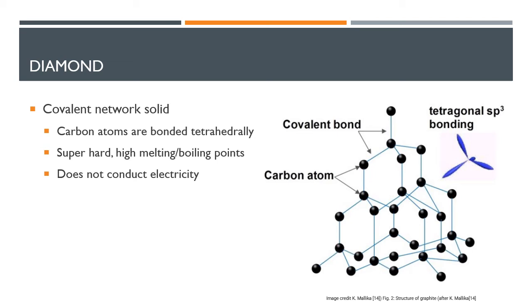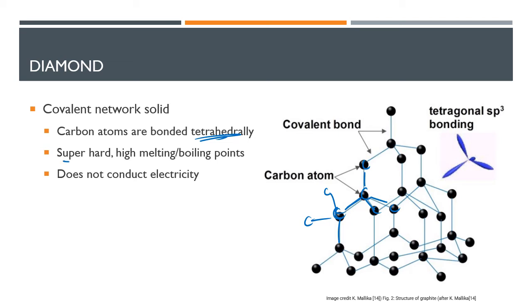So let's look at some of these guys. Diamond is a covalent network solid. Sometimes we call it a giant covalent solid. The carbon atoms are bonded tetrahedrally. So each carbon is bonded to 1, 2, 3, 4 other carbons, if that diamond kept going that way.